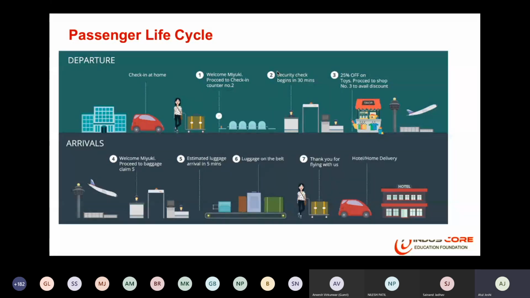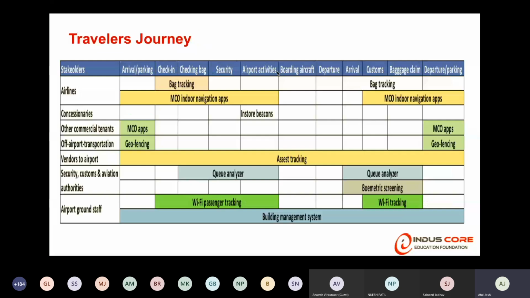These are all the life cycle stages and how the system can help you have a comfortable travel. These are the stages which we have analyzed, and the kinds of applications that can be there in between. For passengers or travelers, generally: arrival, check-in, security, airport activities, boarding the aircraft, departure, arrival. This is the life cycle of any passenger when you want to travel. And what are the types of applications which are available or can be developed using IoT?